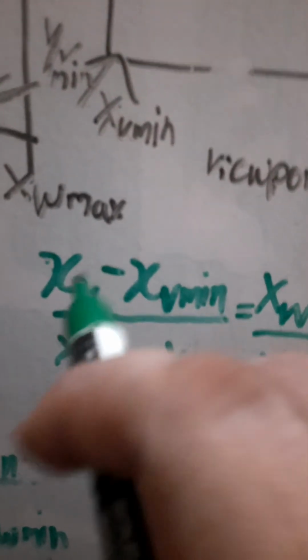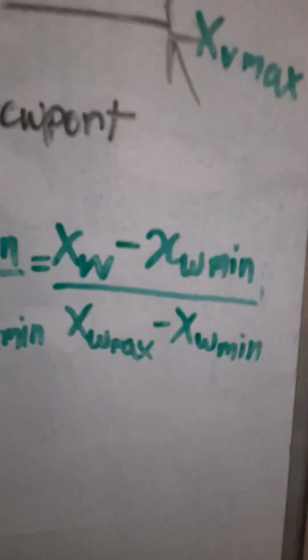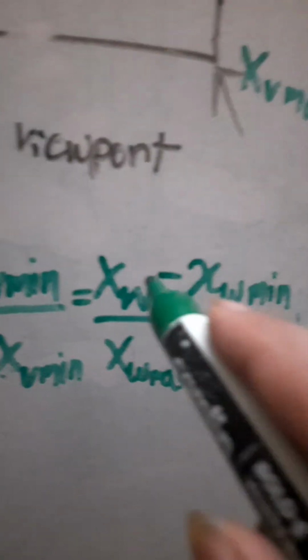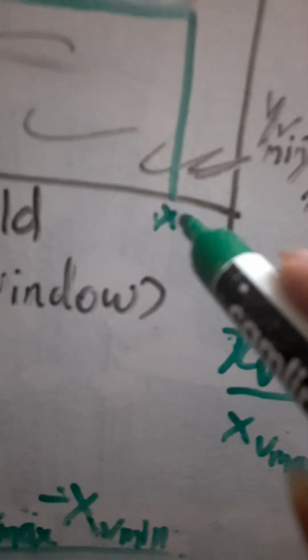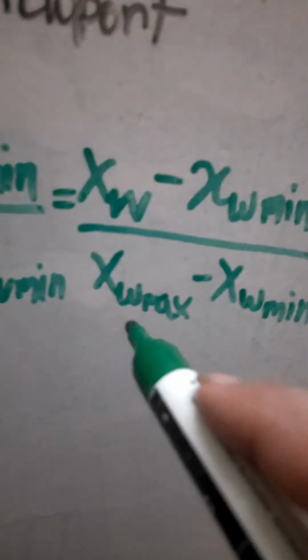So what's happening here is xv, this is the viewport ratio, and this is your window ratio. This is your normalized one, minus the origin, like the minimum or the end of the screen, and this is xw, the window's maximum, top of the screen to the end.